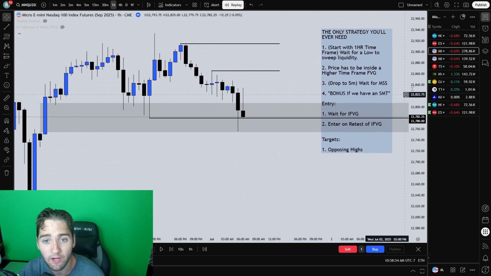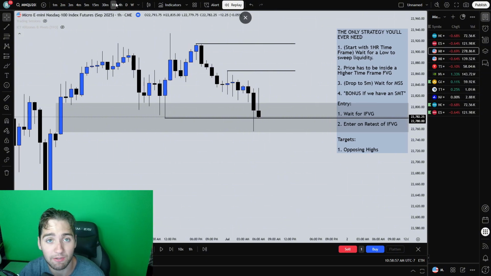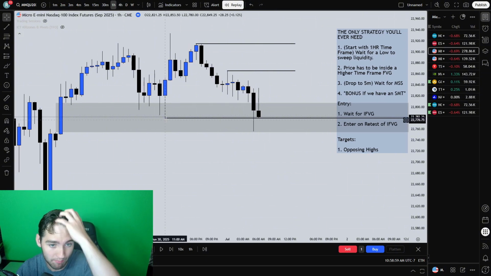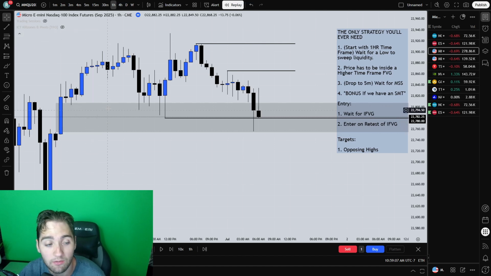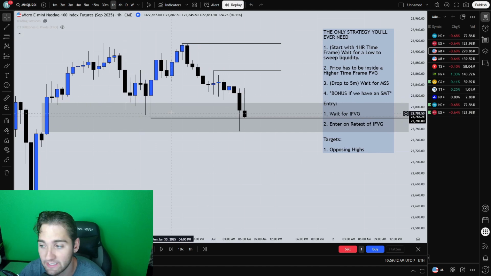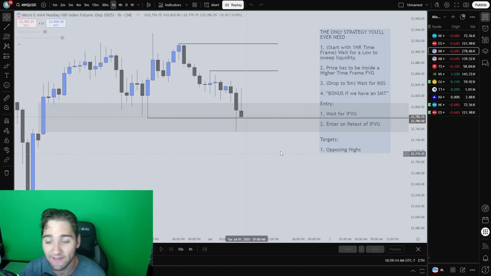All we indicated for our bias is on the 1 hour time frame. We waited for that liquidity sweep here. We did have that. And then after that, we marked out the recent fair value gap, as you can see, that price could respect, which it did here. Correct? So basically, that's literally what we're doing.